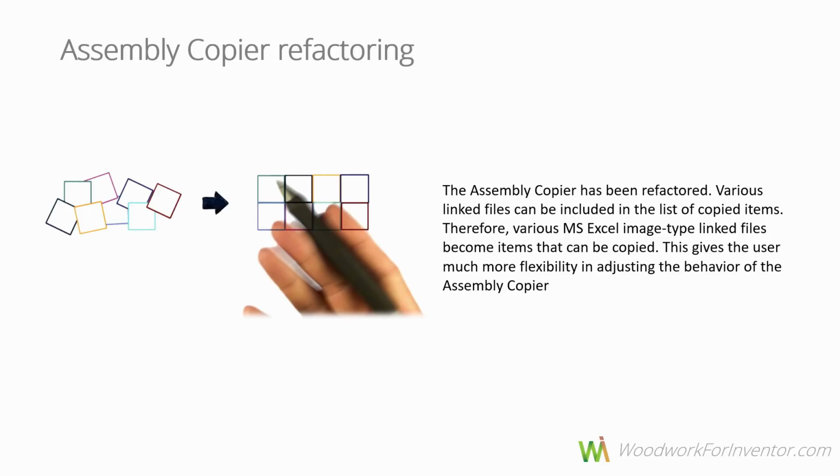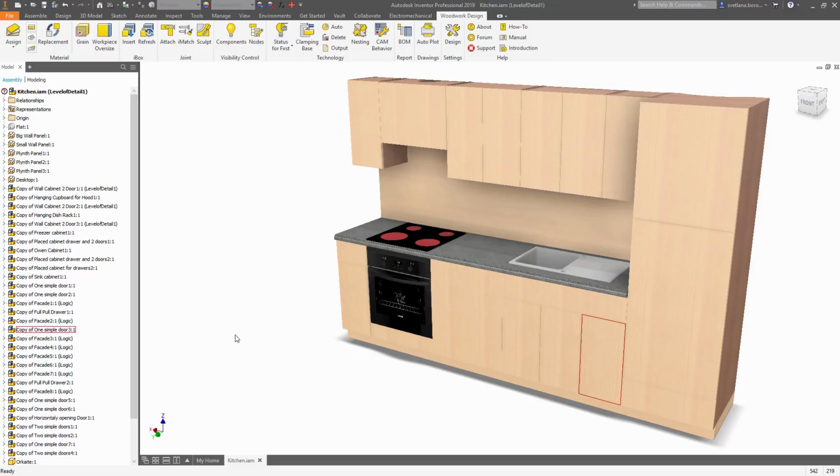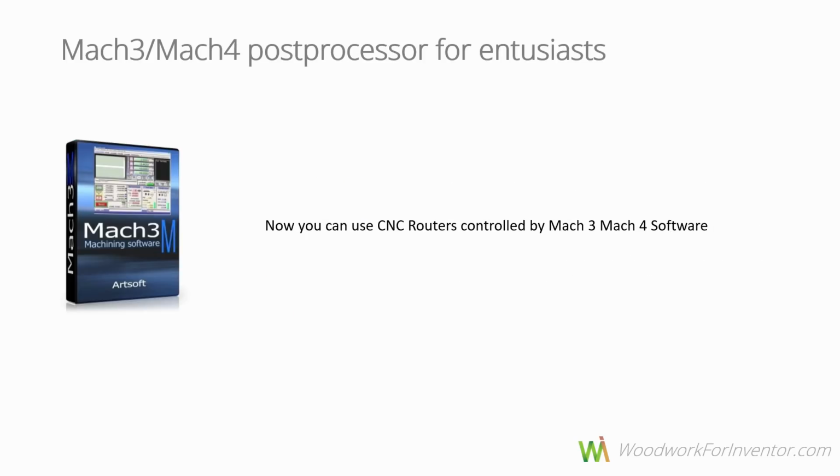So this tool was completely rebuilt from the ground up for various reasons. Because here there was a need to include some embedded files like Microsoft Excel documents, images, and so on. So now Assembly Copier allows you to do this. Okay, now what do we have here?